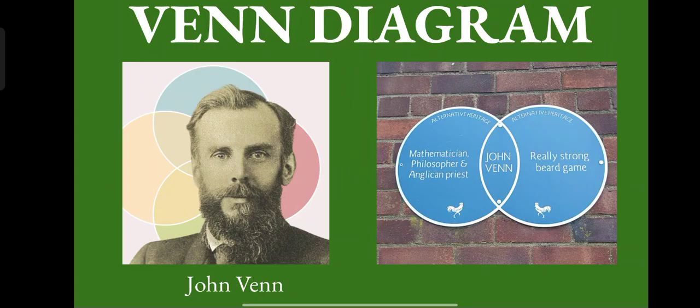This is John Venn, the mathematician who found the Venn diagram. On the right hand side you can see his depiction in a Venn diagram model. He was a mathematician, philosopher, as well as an Anglican priest, and he also had a really strong beard. That means his facial hair was so strong and thick. That's what the word means. So these both represent John Venn. I wish to do one more video about John Venn only.